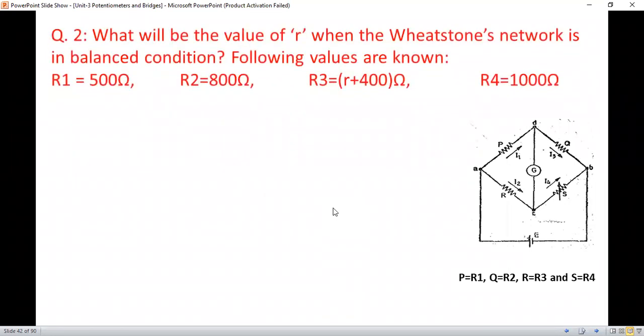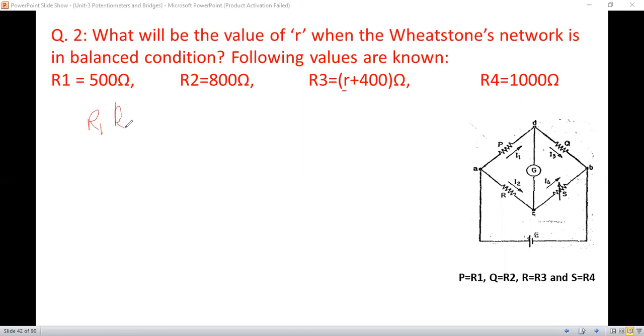All of you note down, you have to solve this problem. I am not going to solve this one. All of you solve this problem here. What will be the value of R when the Wheatstone network is in balanced condition? Following values are given here. R1 is given, R2 is given, R3 is given, R4 is given. But in the R3 value, they have used one R value. This R value you have to identify. Same formula you have to use.